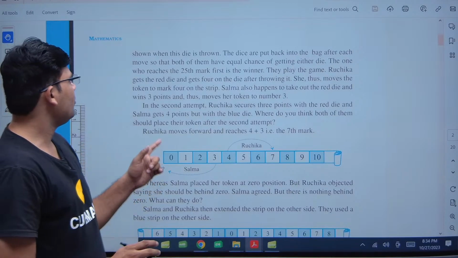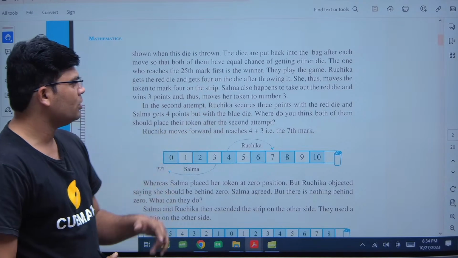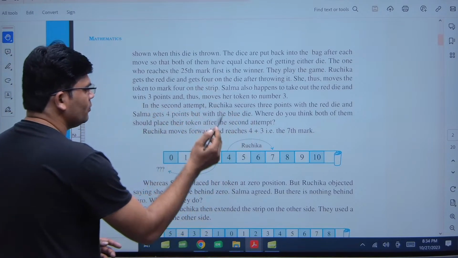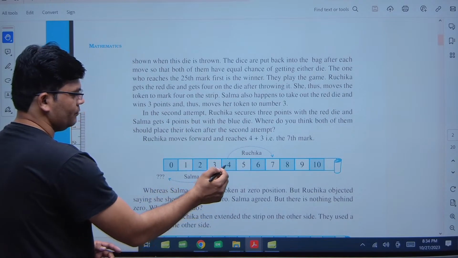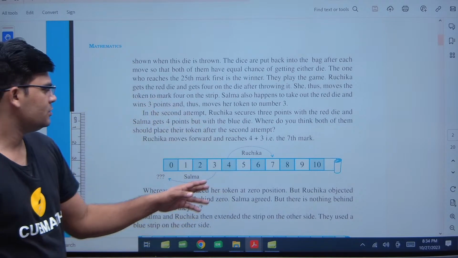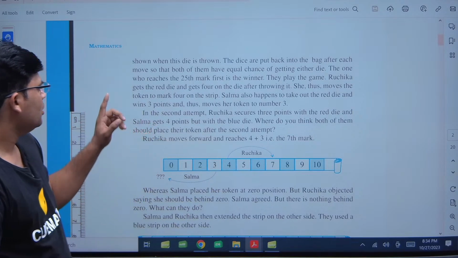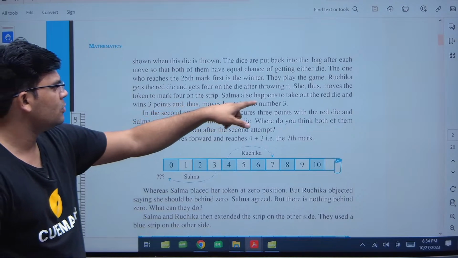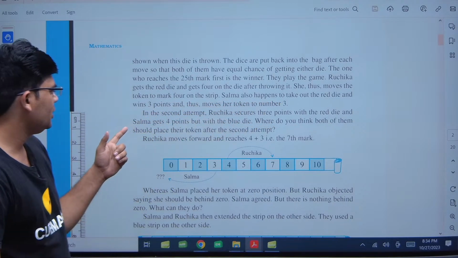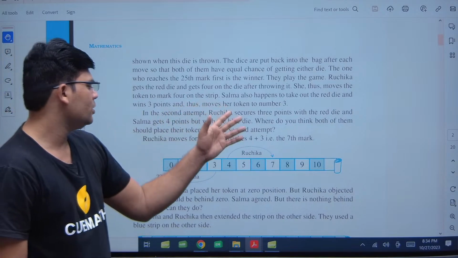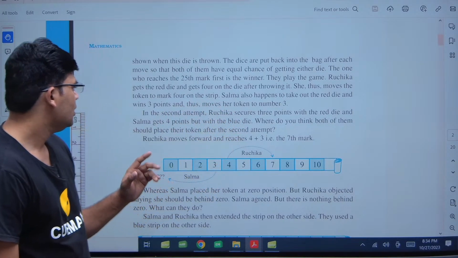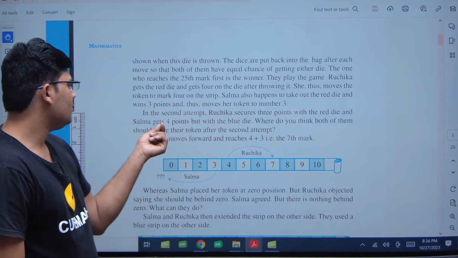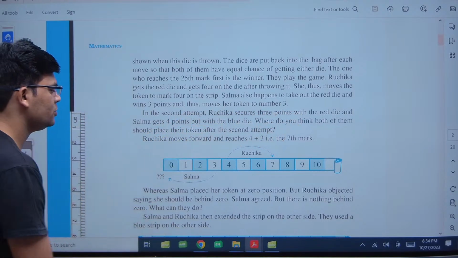They play the game. Ruchika gets the red die and gets 4 on the die after throwing it. She thus moves the token to the point 4. Salma also plays and takes out the red die and gets 3 points and thus moves her token to the number 3. Now in the second attempt, Ruchika secures 3 points with the red die and Salma gets 4 points but with the blue die. So she needs to come back.